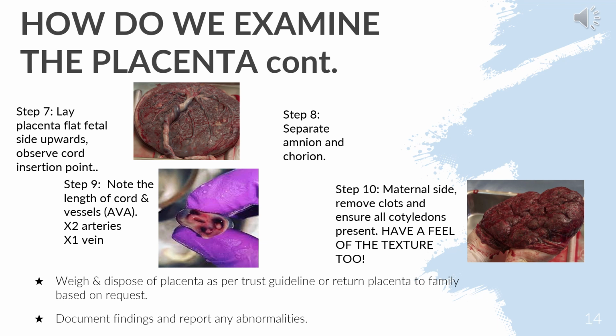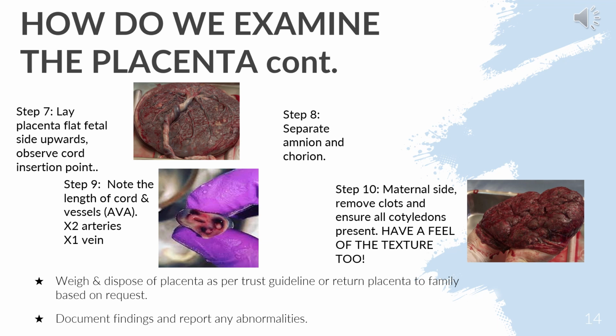After identifying the amnion and the chorion, you want to now look at the umbilical cord for AVA. Can anyone tell me what the AVA was? So, perfect. So the answer is on the PowerPoint. So the AVA was the 2 arteries and the 1 vein. Again, make sure that there are 3 vessels. If you do find 2 vessels or 1 vessel, remember to always escalate it.